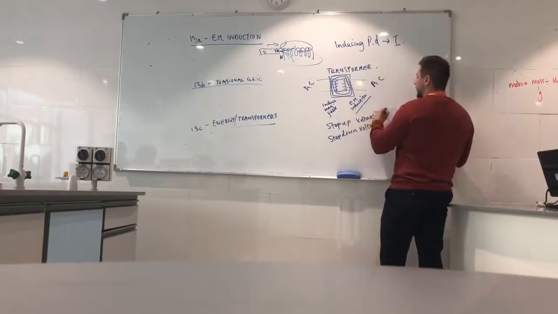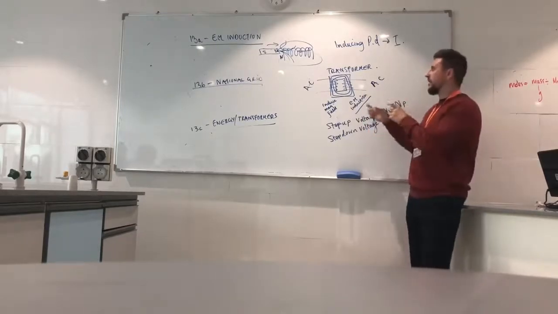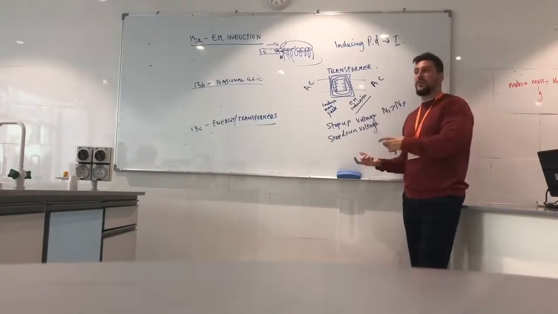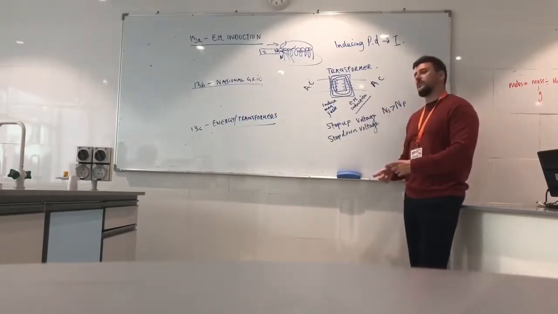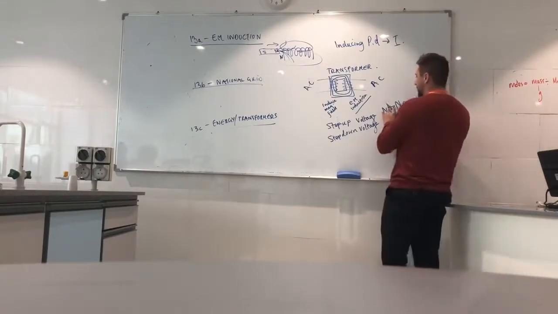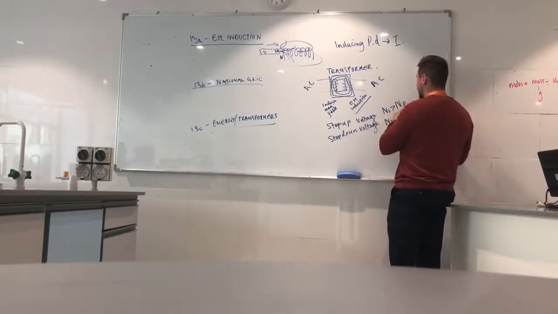If you step up voltage, the number of turns on the secondary is greater than the number on the primary. All you need to do to increase voltage across a transformer is wrap more turns of wire around the secondary coil. If you want to reduce the voltage across a transformer, you just wrap less on the secondary. It's that simple. So secondary is greater than primary for step up, secondary is less than primary for step down.